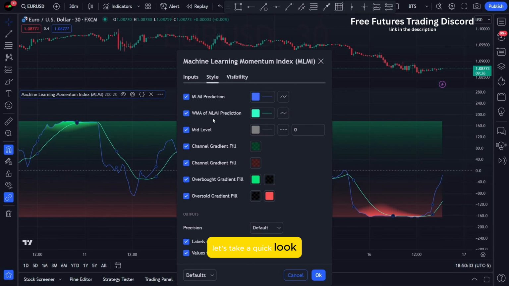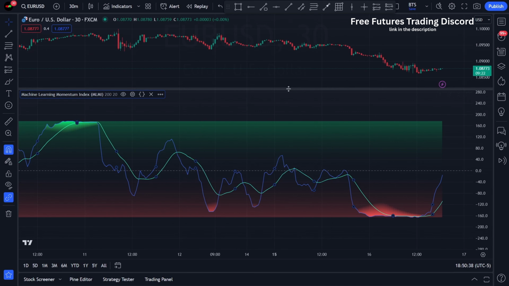Let's take a quick look at the style here. We don't need to change anything here for the strategy. But for your own preferences, if you want to change the colors, then it's up to you. Time to take a look at the indicator now.